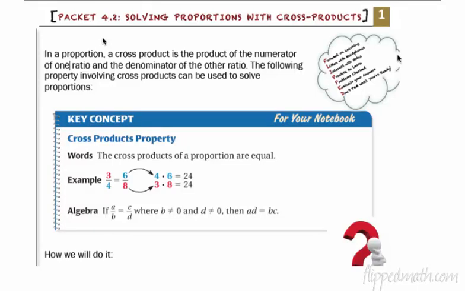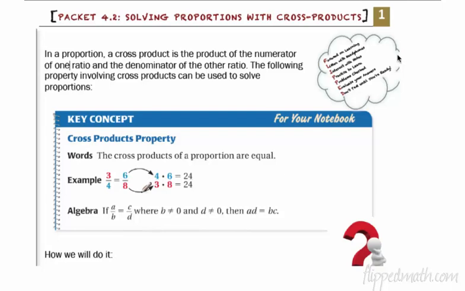Okay, and welcome to Unit 4, Section 2, Solving Proportions with Cross Products. New way to do it. Cross products. In a proportion, the cross product is a product of the numerator of one ratio and the denominator of the other. Here it is all written out, and what we basically have is a fancy way to do cross multiplying. That's what we're going to do.